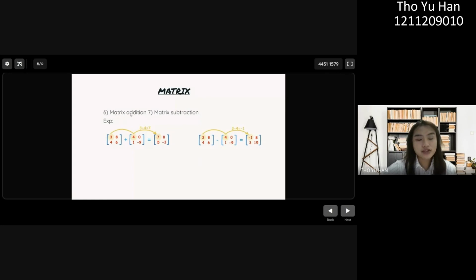So now is the matrix addition and matrix subtraction. The matrix addition is like normal mathematics. We just need to put the first place of the first matrix, which is 3, and the first place of the second matrix, which is 4, together. 3 add 4 is 7. So the other places are the same as the first step. Matrix subtraction has the same step as the matrix addition. It's just put the minus in the middle, which is 3 minus 4 equals negative 1.